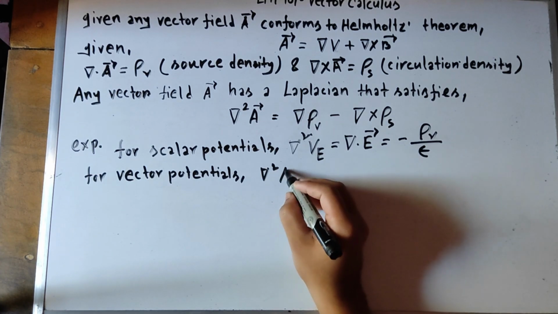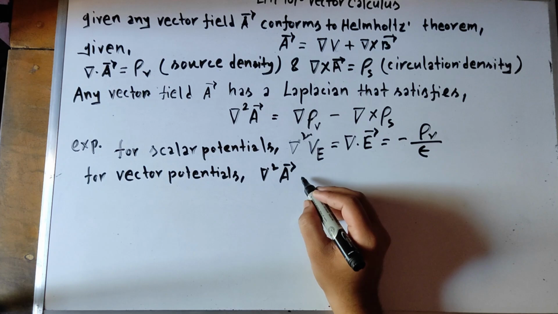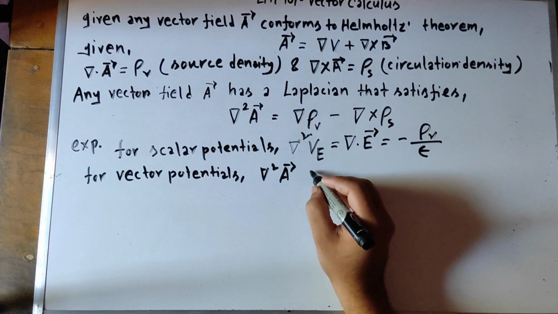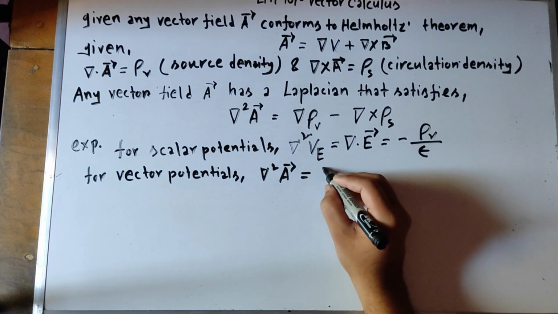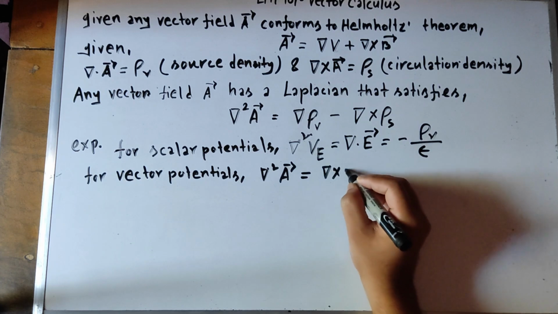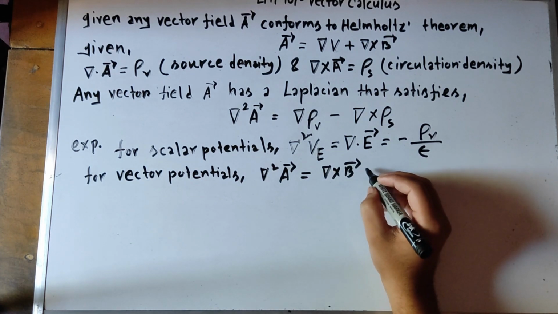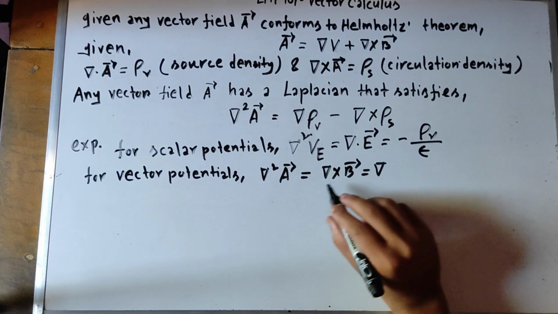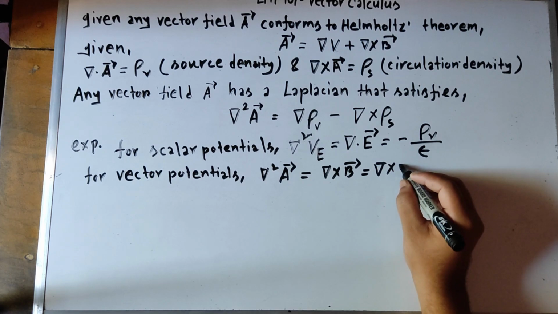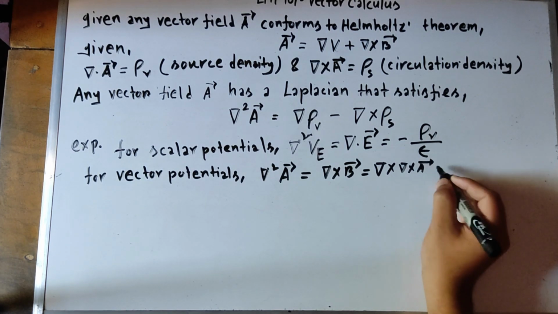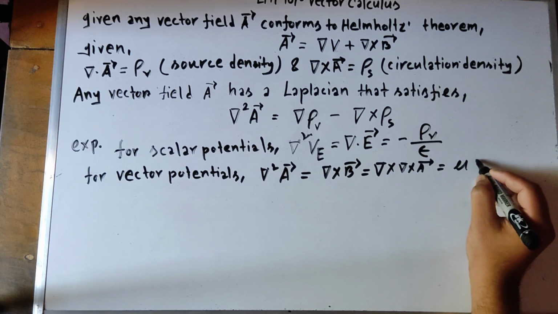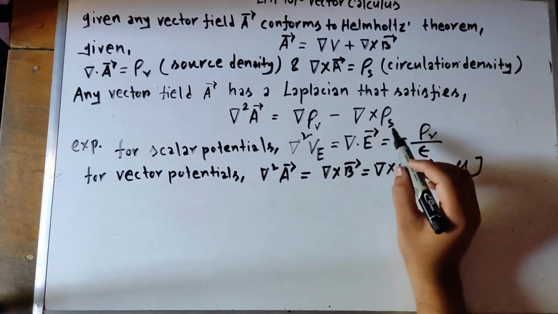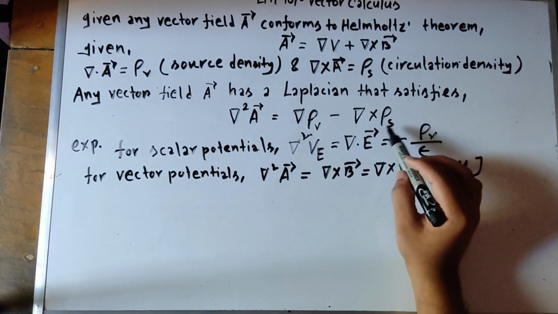For vector potentials, it is the Laplacian of A, where A is the vector magnetic potential. This is described by B, the magnetic flux density, which is the curl of the magnetic vector potential. So the curl of A is mu J, where J is the surface current density, which conforms to this rho S.